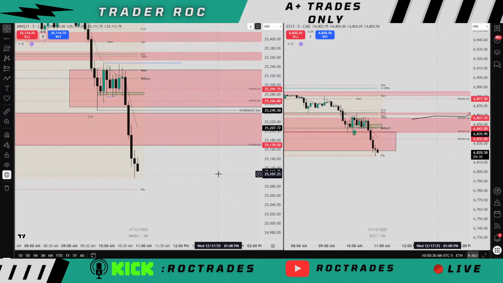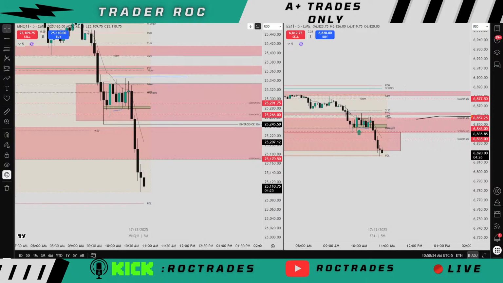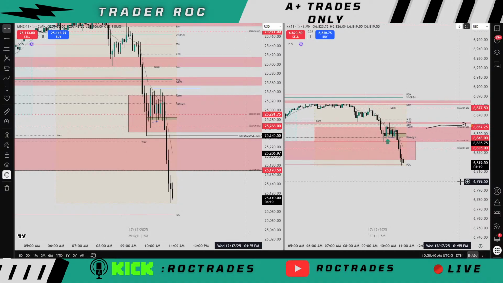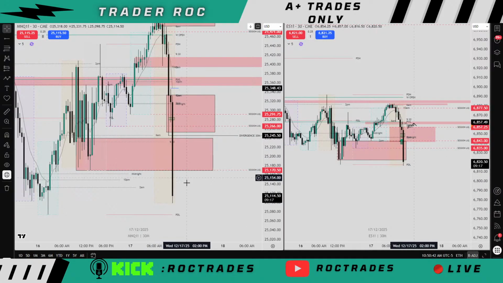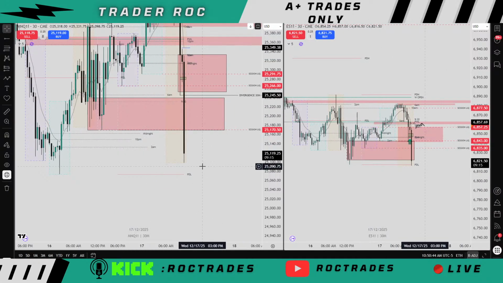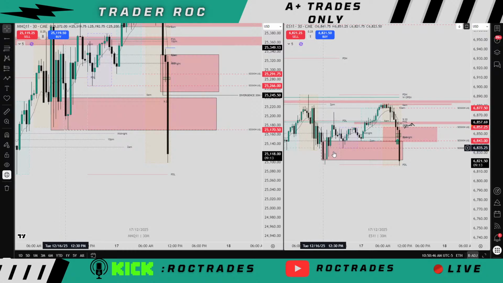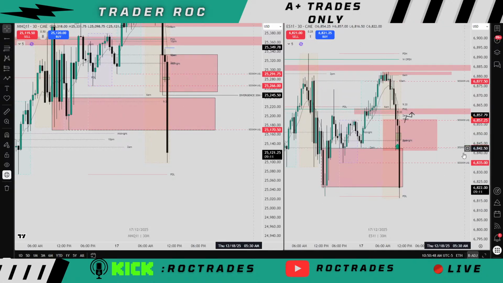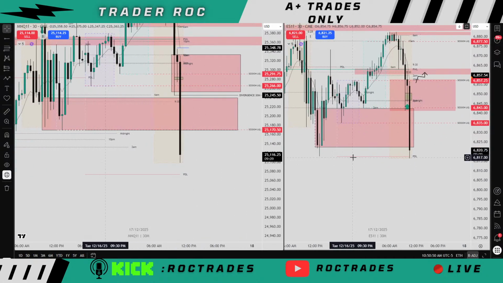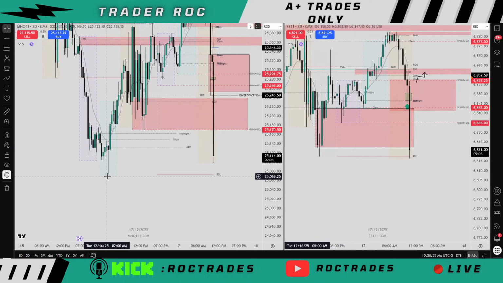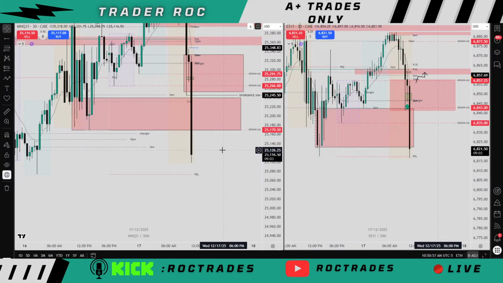So maybe we get, I don't know, a V-shaped recovery back to the upside. But it's best for us to just sit on this higher time frame real quick and see what price has to offer. ES seems to be slowing down here. NASDAQ seems like it may want this low here. We'll see.